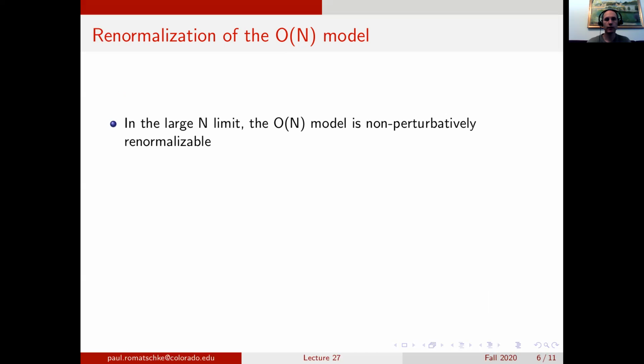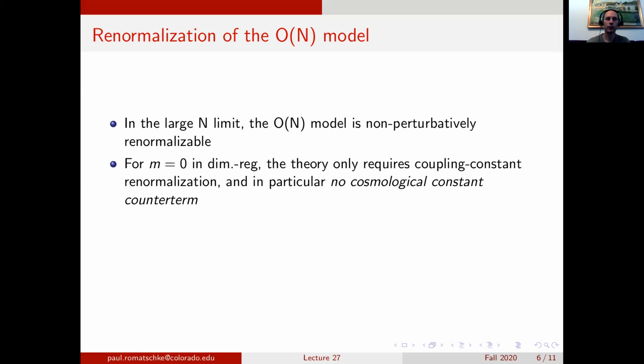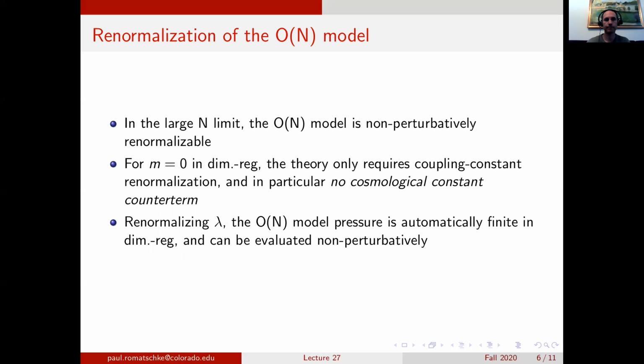So what we find is that in the large N limit, the O(N) model is non-perturbatively renormalizable, and that for the zero mass case in dimensional regularization, the theory really only requires coupling constant renormalization. In particular, we don't need any cosmological counterterms that we had to introduce in the usual discussion that followed the free scalar field cosmological constant. So basically, if we renormalize the coupling constant, the O(N) vector model pressure is automatically finite in dimensional regularization. So it can be evaluated non-perturbatively, and we can study the properties of this solution.